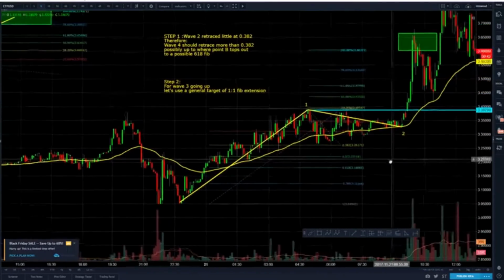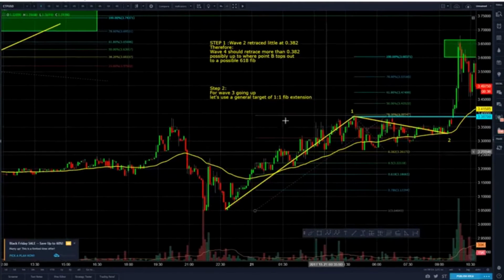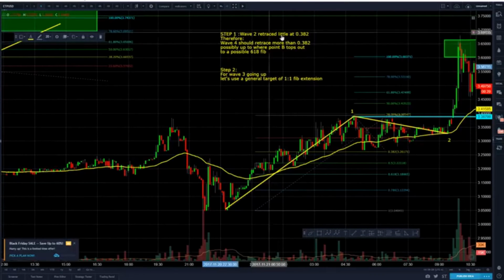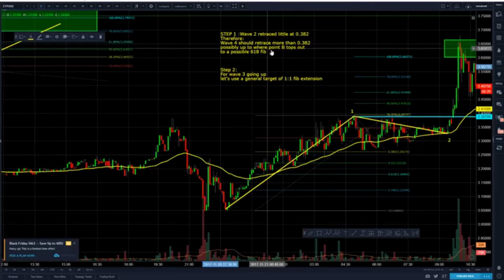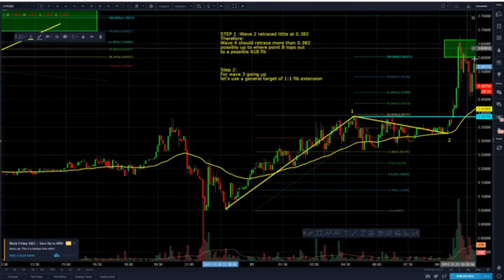And guess what? Right there. Perfect. That's what happened. And now I refer back to my step 1. My step 1 is wave 2 retrace a little at 382, therefore wave 4 should retrace more than 382. So now we've actually nailed our step 2, which is it nailed right there, our target.